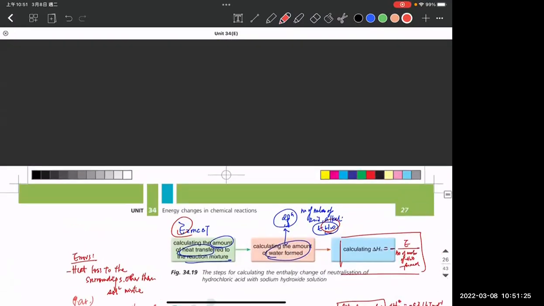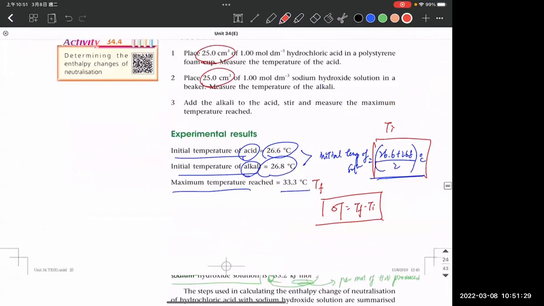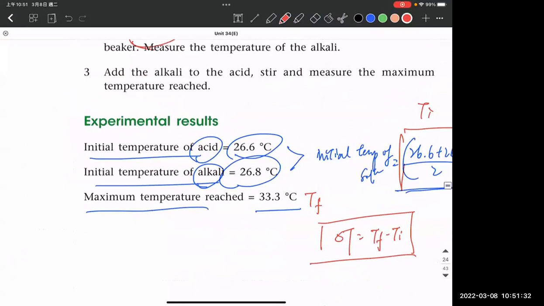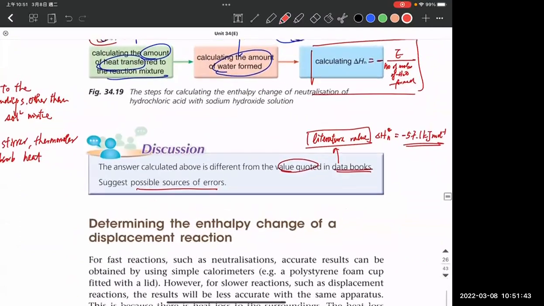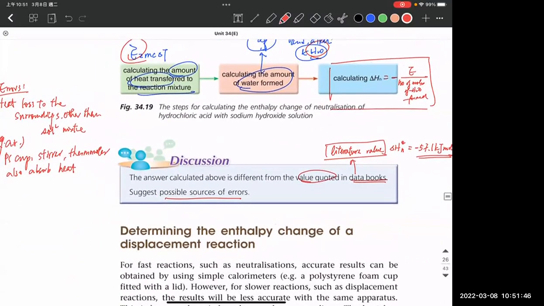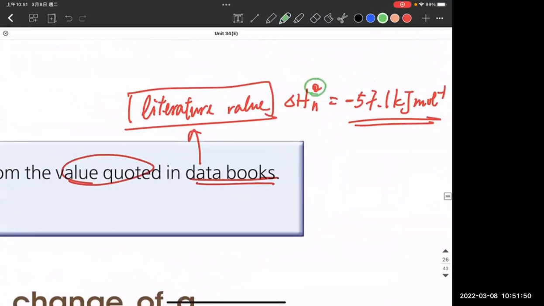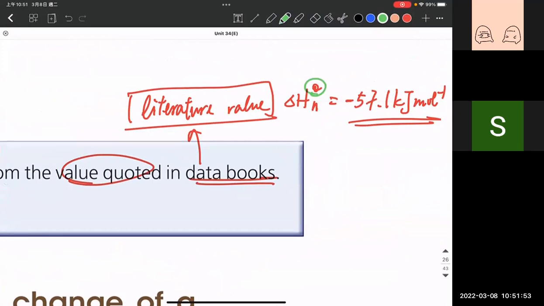Can you see the experimental conditions? Do you know what experimental conditions they are working at? 26 point something degrees. So how about the literature value? Do you know what conditions it was measured under? Can you see this sign? What does it mean? Standard conditions. Please define standard conditions, a DSE type question. Temperature first of all: 25 degrees Celsius, 298 Kelvin, with 1 atm, while the solution being measured is 1 molar.